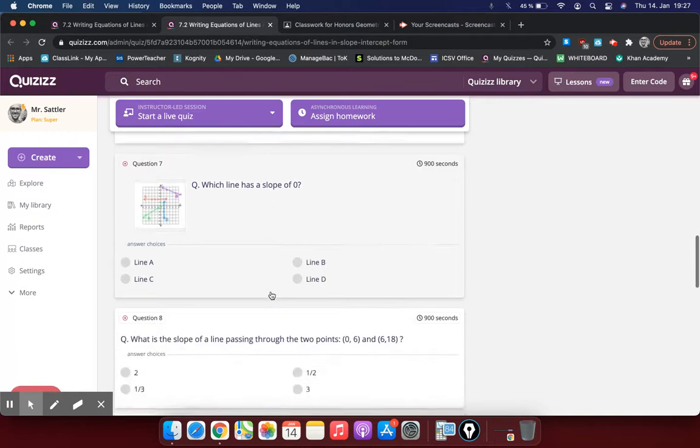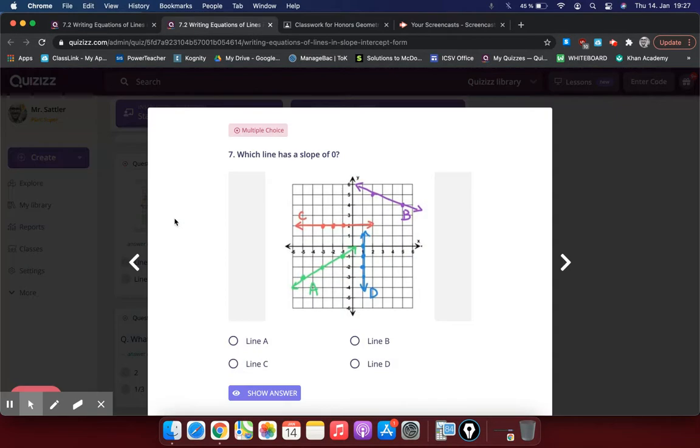Okay, and then question 7, which line has a slope of 0? That's going to be a line that's perfectly horizontal, and so that would be this line here. This would have a negative slope, this would have a positive slope, and this one would have undefined slope.